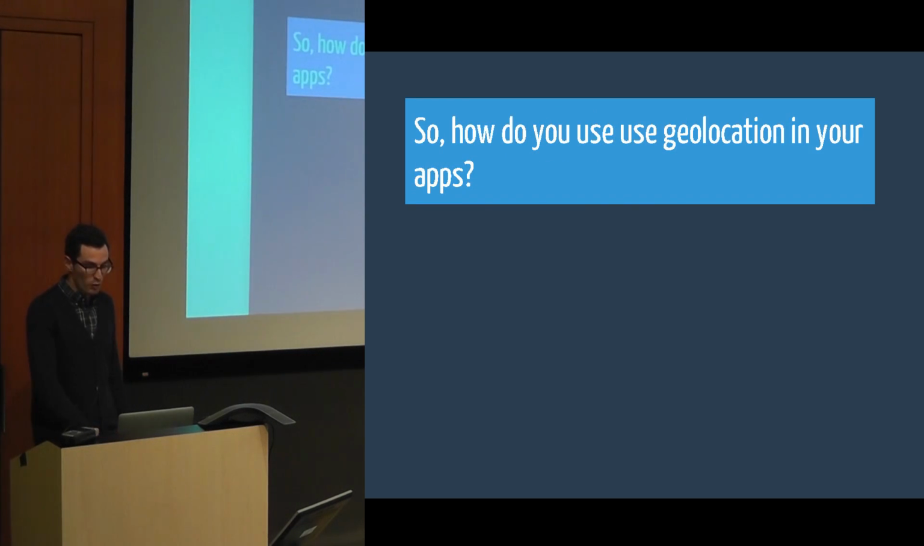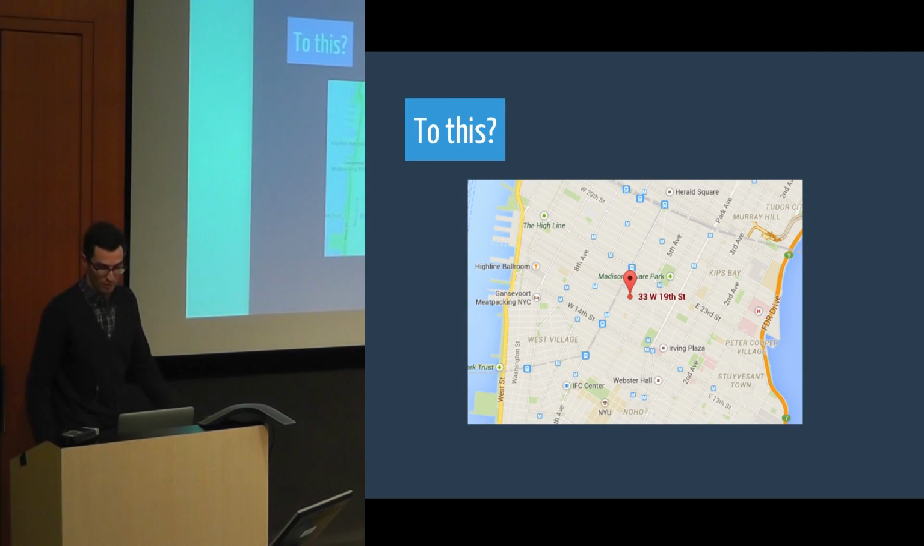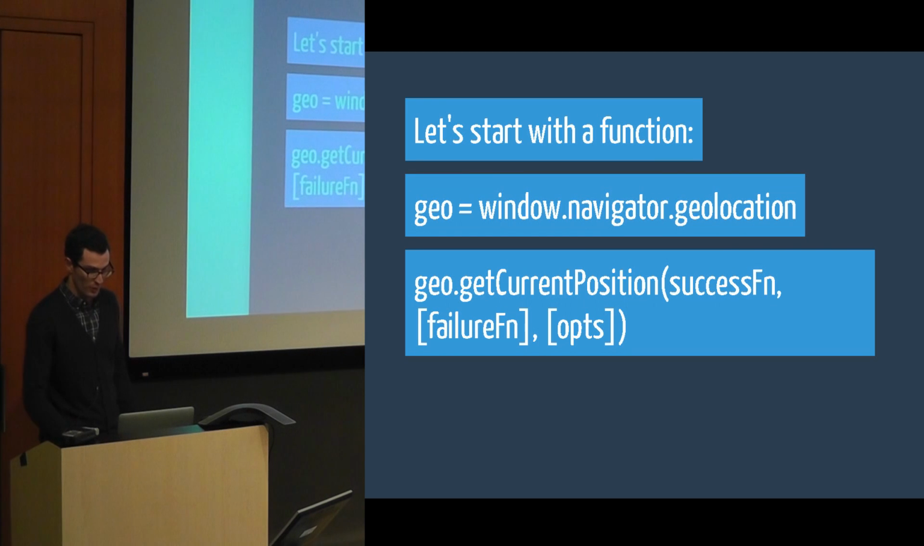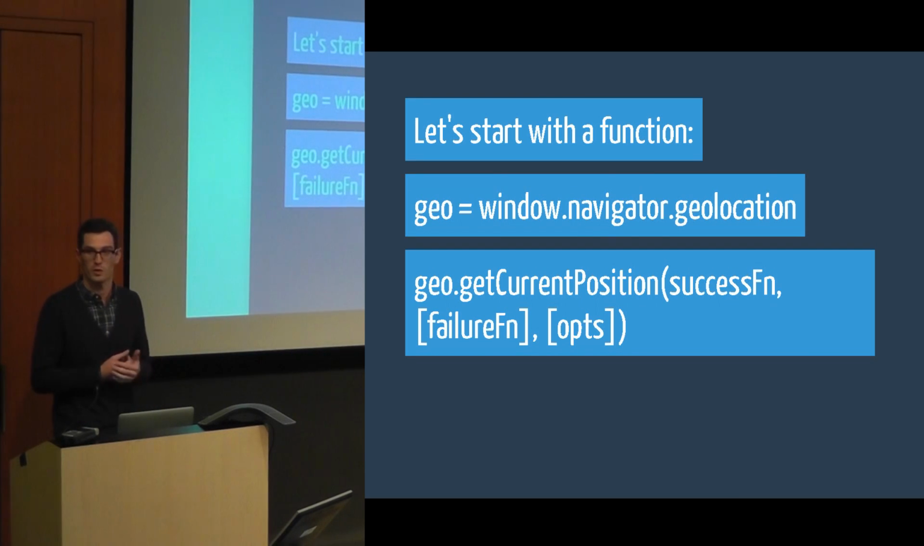So how do we use geolocation in our apps? And how do we get from this, which is my computer asking me to allow this particular website to use my location, to this, which is a point on a map? It all starts with a function. Everything that you need for the geolocation API is inside window.navigator.geolocation. The thing that you'll be interacting with most is a function called getCurrentPosition, and that takes anywhere from 1 to 3 arguments, only the first one is required. That's a success callback. In the event that a user says, yes, you can use my location, and the device gives you an accurate location, that function will be invoked with information about those coordinates.